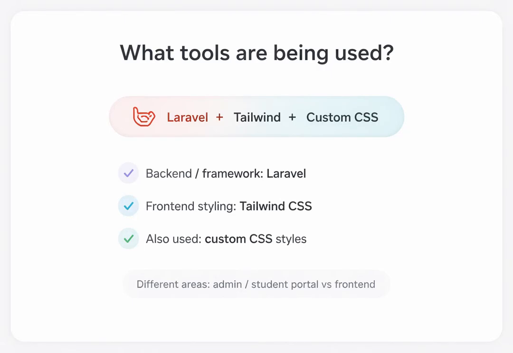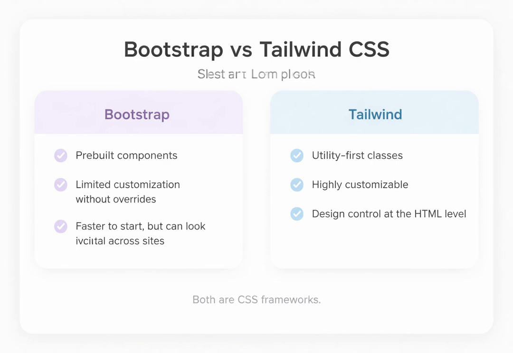Laravel is used across the system, including the admin or student portal side and the front-end side. For styling, Tailwind CSS is used, and there may also be additional custom CSS. It's common for real projects to mix a utility framework like Tailwind with a small amount of custom styles for special cases. They compare Bootstrap and Tailwind.